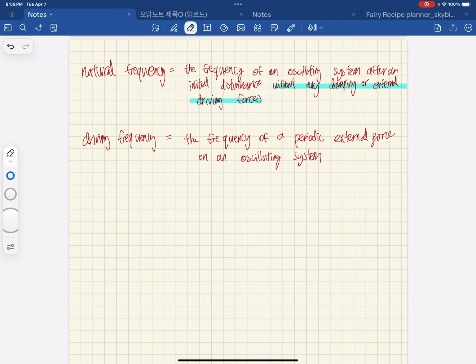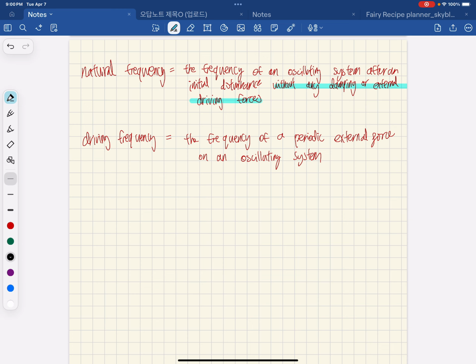And on the other hand, driving frequency is the frequency of a periodic external force on an oscillating system. So an example of a driving force would be, let's say you and your friend are on a swing, and you are behind your friend, and you're pushing the swing. You are providing driving force to this oscillating system, which is a swing. And therefore, you are going to change the frequency of the swing. And that frequency that this swing settles on when you keep pushing it periodically is called the driving frequency.